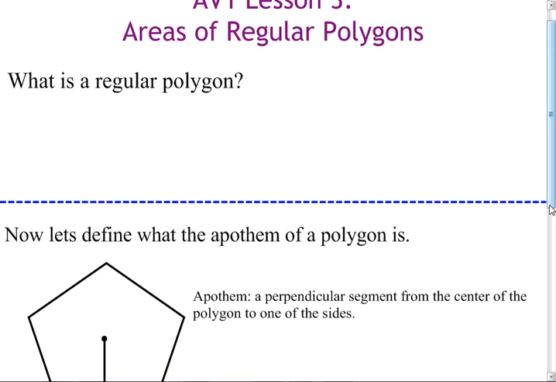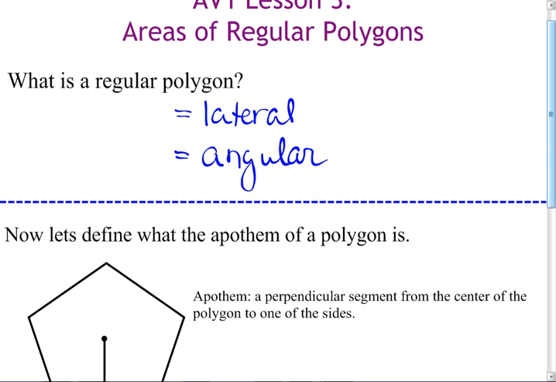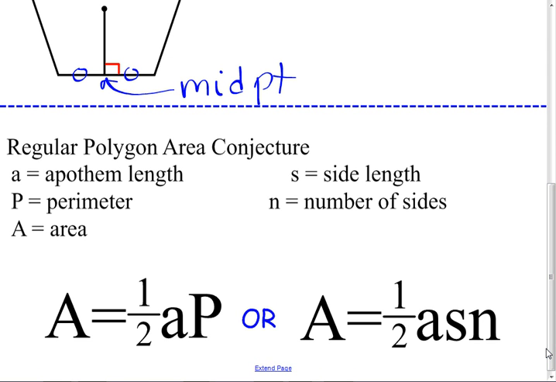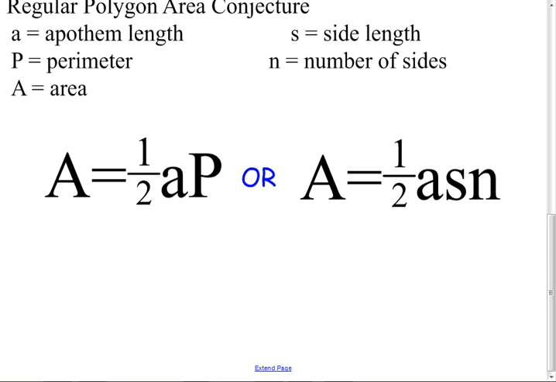On the next slide, what's a regular polygon? It's equilateral. Might as well fill it in. And it's equiangular. And we talked a lot on apothem. It's a perpendicular segment from the center of the polygon to one of the sides. Not only that, it bisects the sides, so that is a midpoint. Might as well know it now. And there are the formulas: 1/2 AP or 1/2 ASN or ANS, doesn't matter.